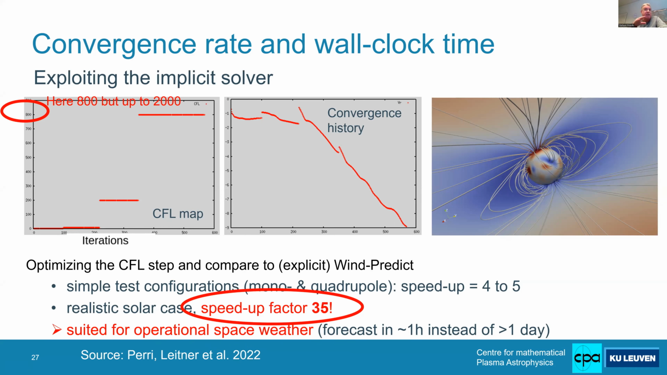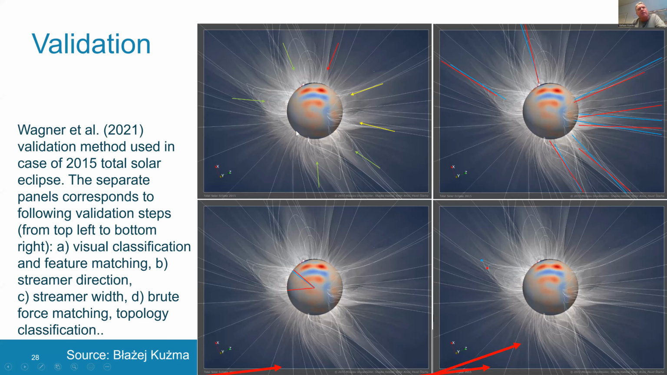In a real case, based on a magnetogram. So this is very, very good, because that means that we can actually use this model in an operational environment. Because there we need speed. We are now validating this model.